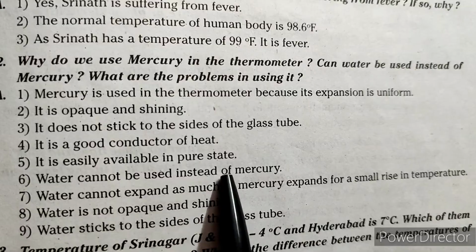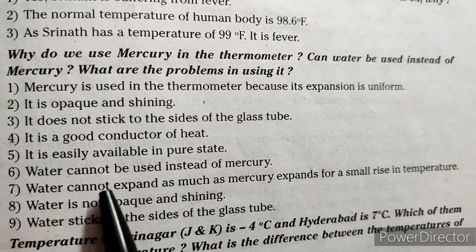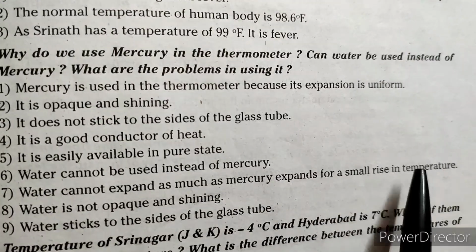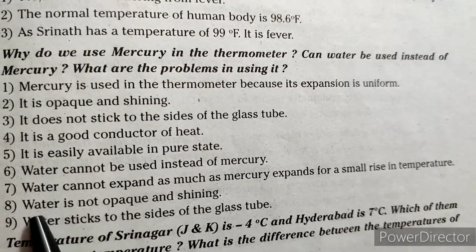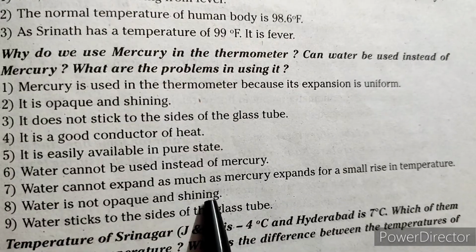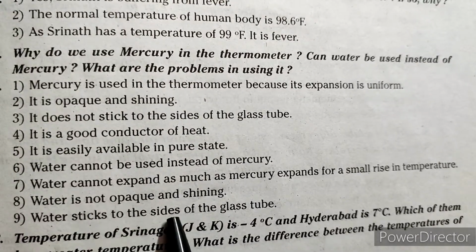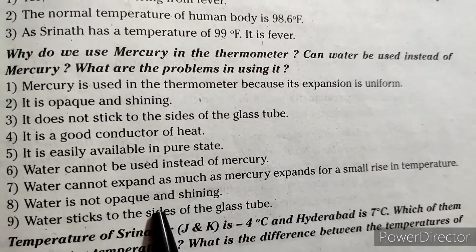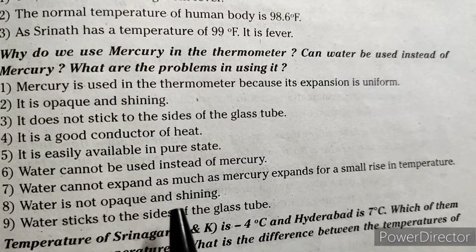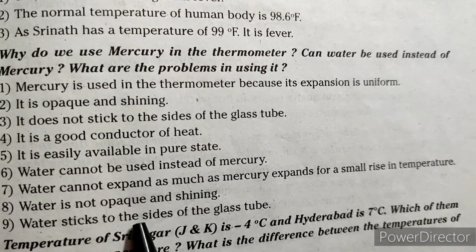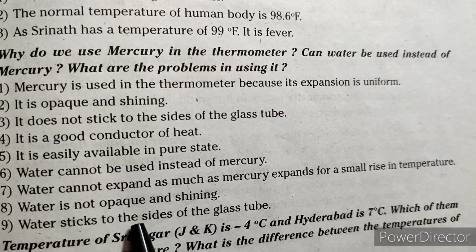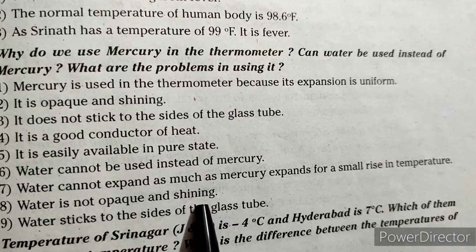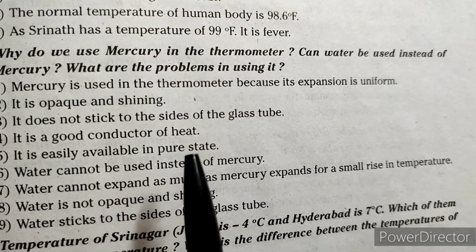Water cannot be used instead of mercury. Water cannot expand as much as mercury expands for a small rise in temperature. Water is not opaque and shining. Water sticks to the sides of the glass tube. Okay, that's why we don't use water. Water is not opaque and it is not shining, and it sticks to the sides of the tube, and it doesn't expand like mercury. Okay, if small temperature rises, water doesn't expand, whereas mercury expands.